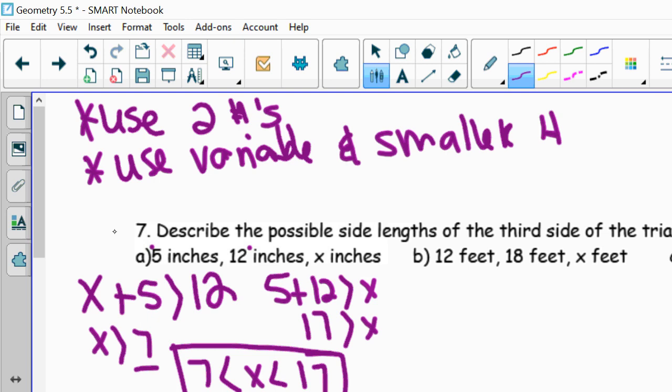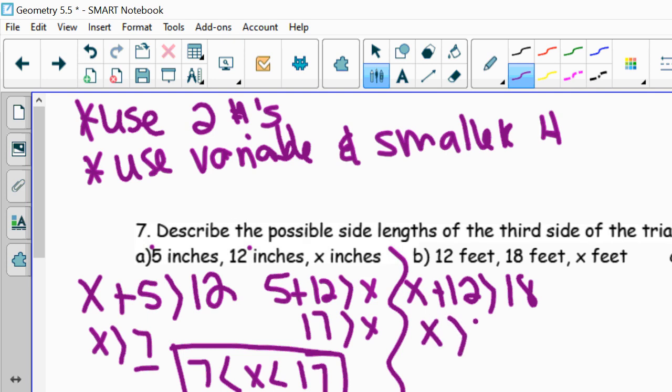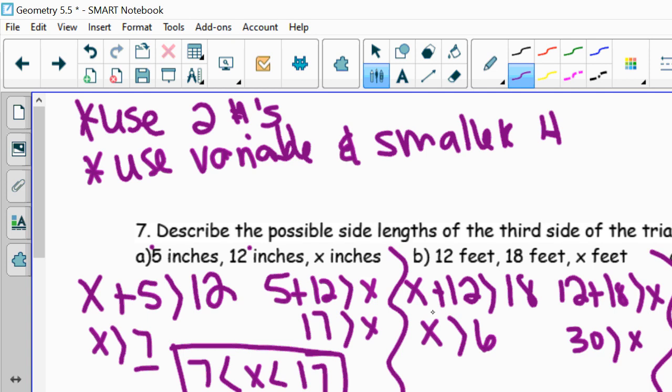Okay. So now we're going to do the same thing for B. 12 feet, 18 feet, and X feet. Take the smallest two, that X, I don't know what that is. So X plus 12 has to be greater than 18. Subtract 12 from both sides. So 18 minus 12 gets me X has to be bigger than 6. So I know my smallest number is 6. What's the biggest number? Add the two numbers together. 12 plus 18 has to be bigger than X. So 12 plus 18 is 30. So X has to be smaller than 30. So X has to be between 6 and 30.